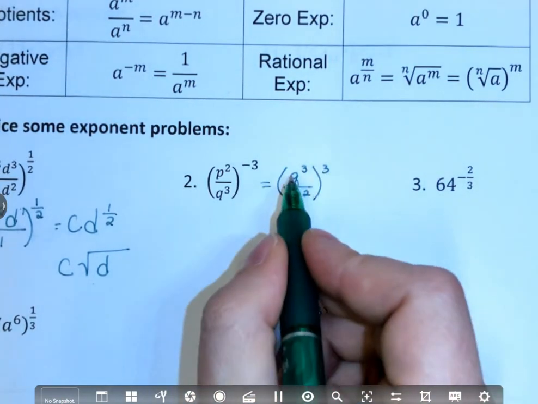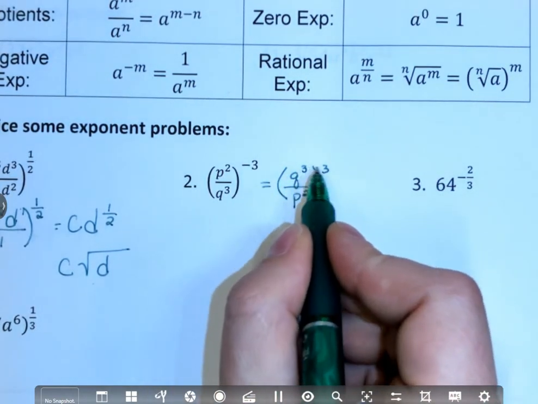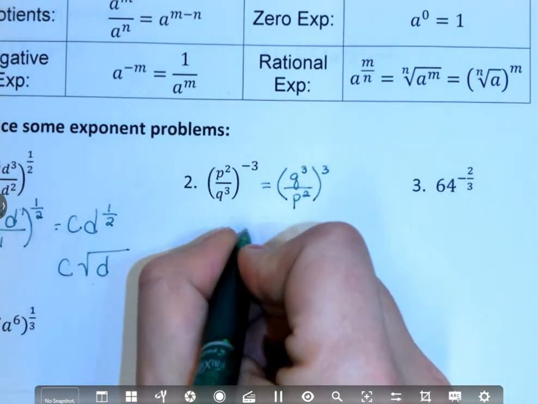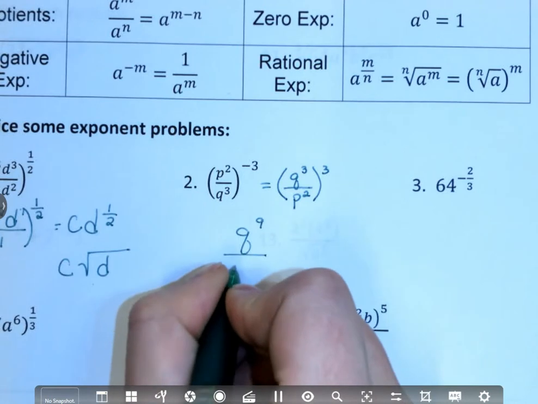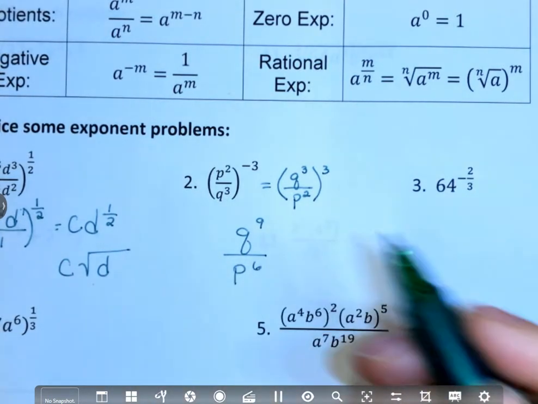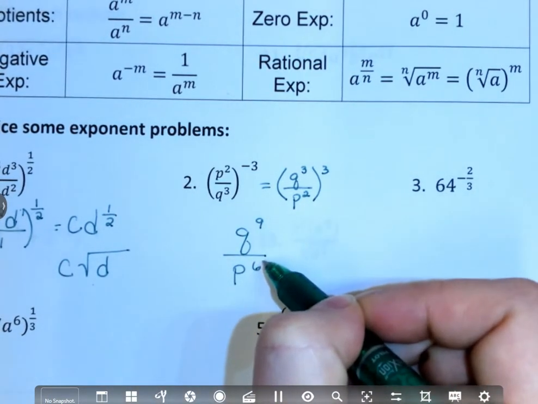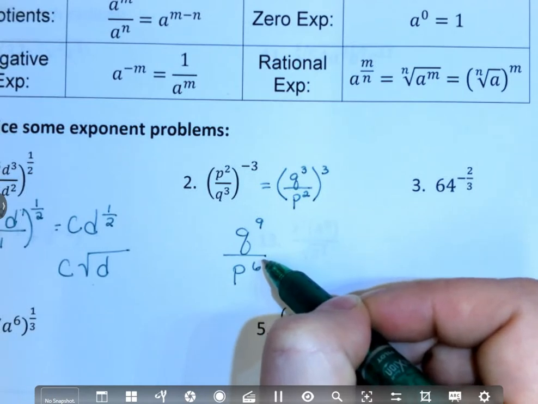All right, then what do I do with these two numbers? Multiply. So that's q to the 9th. Good. Over p to the beautiful. Do I simplify 9 over 6? Nah, not at all.